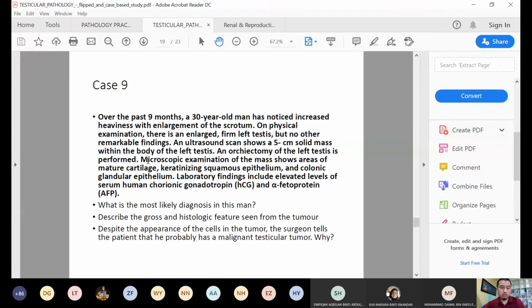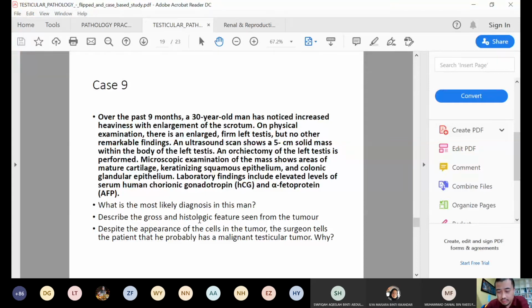Yeah, so there's mesoderm, you see the cartilage; ectoderm, the squamous epithelium; and endoderm, the colonic glandular epithelium. So this is derived from the 3 germ cell lines: the mesoderm, endoderm, and the ectoderm. So the lab findings here include elevated HCG and alpha fetoprotein. So this is a 30-year-old man. Most likely diagnosis you see here is the mature teratoma. Okay, teratoma.